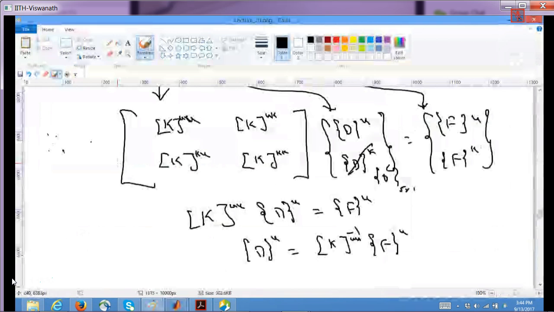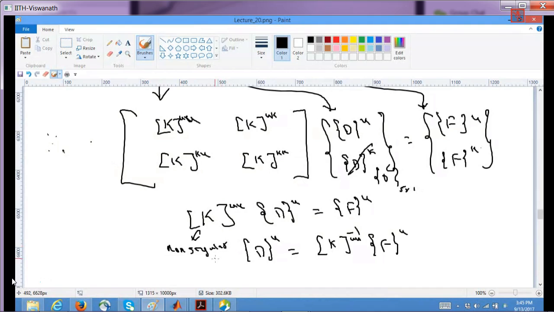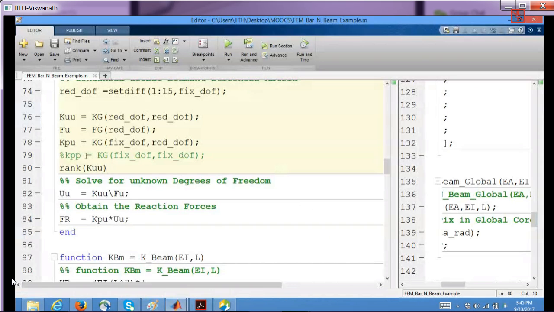Since this structure is statically stable, because all the rigid body displacements are removed, KUU is non-singular. That is, it will not have rank deficiency. So if you try to see the rank, it would be the same as the order of the matrix KUU. So here you will not see the rank deficiency. When I run, you can see it.